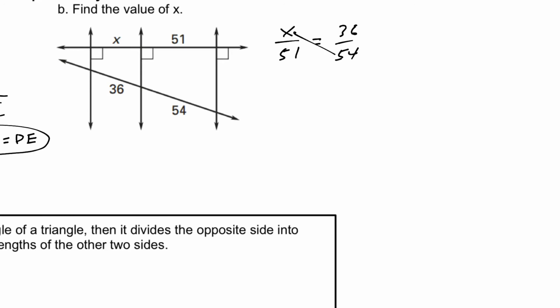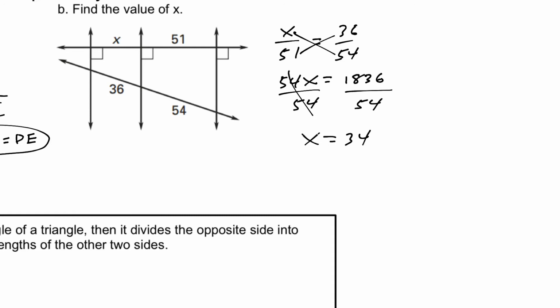Let's do our cross product. So we have X times 54, which is 54X. And the other side, we have 51 times 36, which is 1,836. And we'll just divide both sides by 54. And we have X equals 34. And in this problem, all we had to do is find the value of X, which we did. So we're all set with this one.